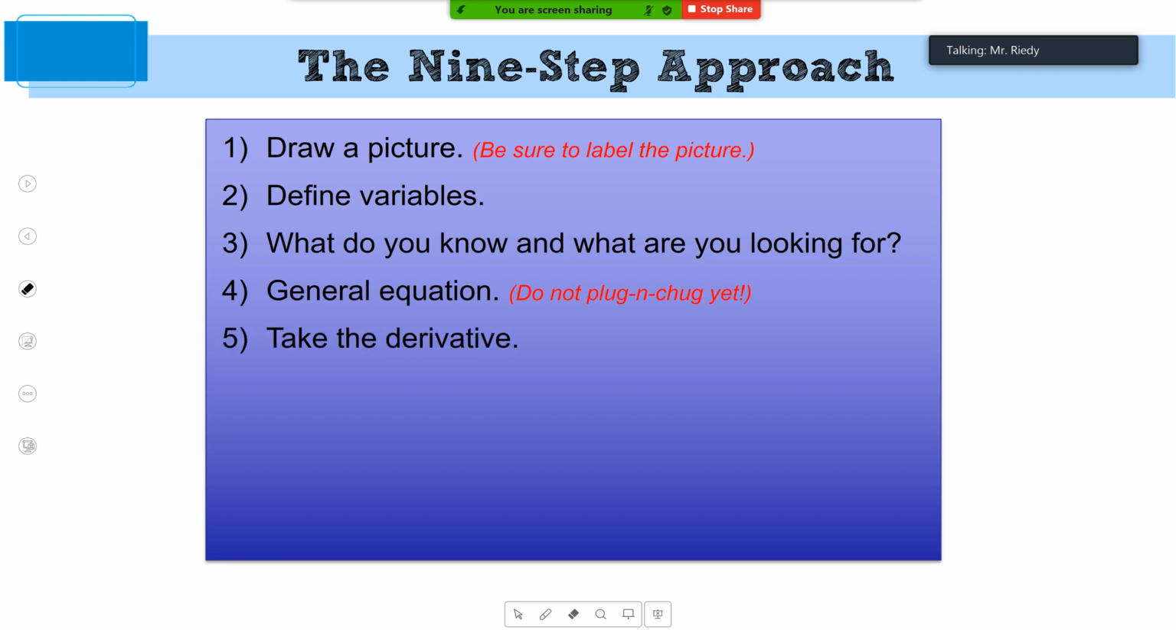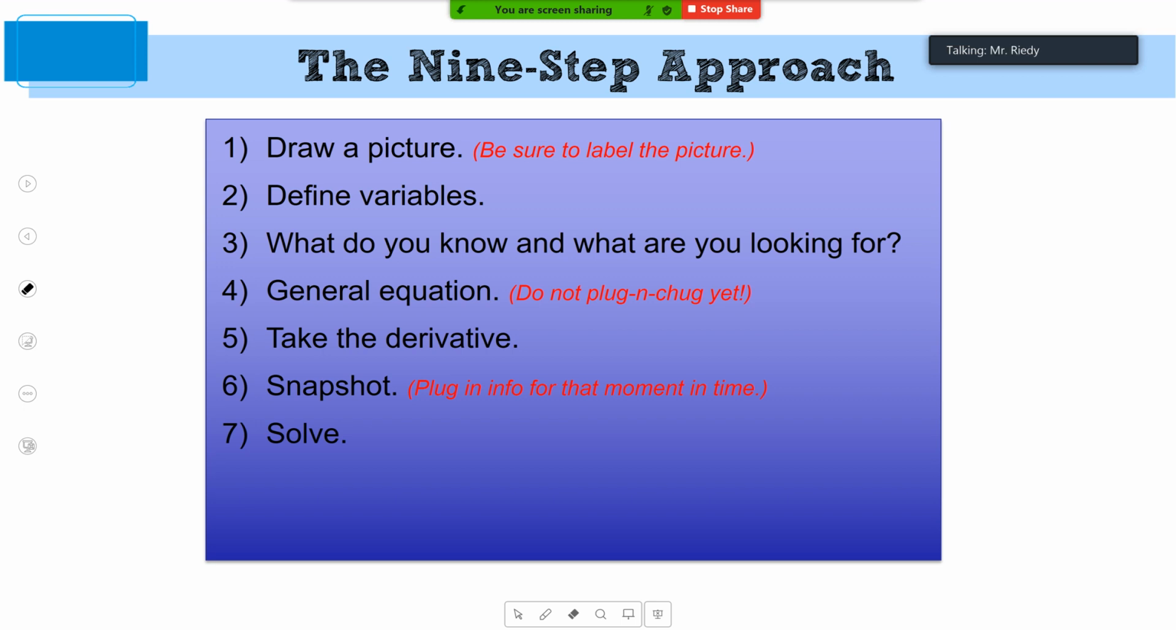Number 5, take the derivative. The nice thing about step number 5 is that in related rates problems, the derivatives are usually not that difficult. So that's not the difficulty there. The difficulty is the other 8 steps. Number 6, snapshot. That doesn't make much sense right now. Just write it down. I'll explain it to you later. The snapshot is that one instance in time we're going to be looking at.